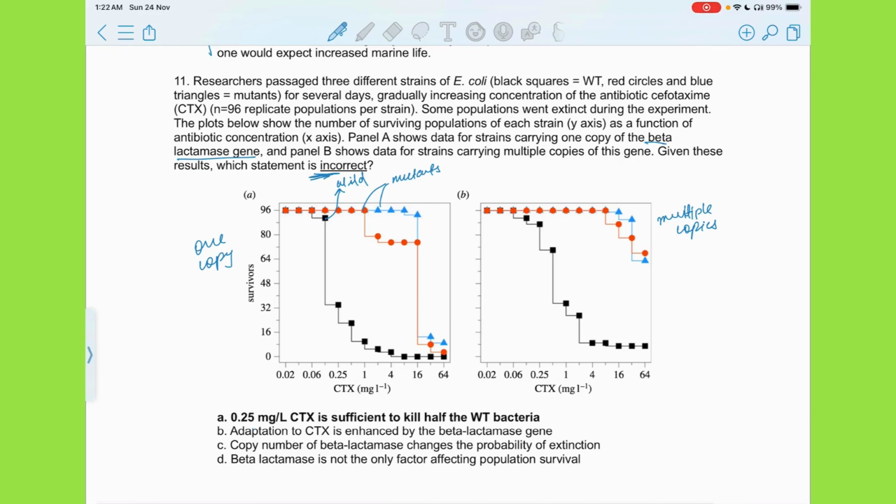A: 0.25 mg of cefotaxime is sufficient to kill half of the wild type bacteria. So you see here, no, because it's not at exactly half of the surviving population. So this option is wrong. Adaptation to CTX is enhanced by the beta lactamase gene. Yes, because the mutants of the beta lactamase gene are showing better survival.